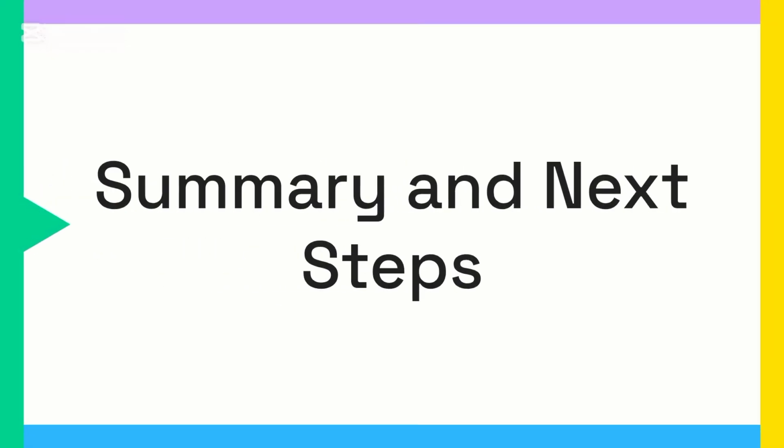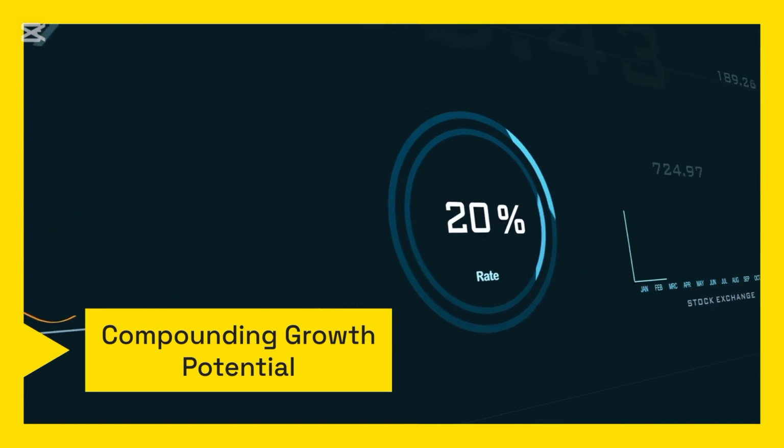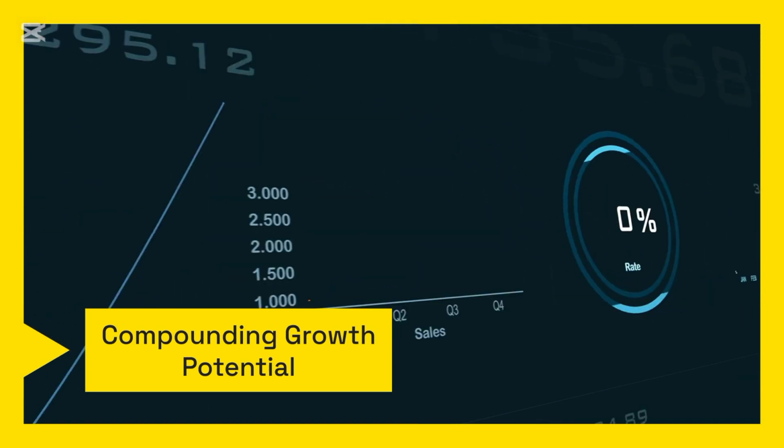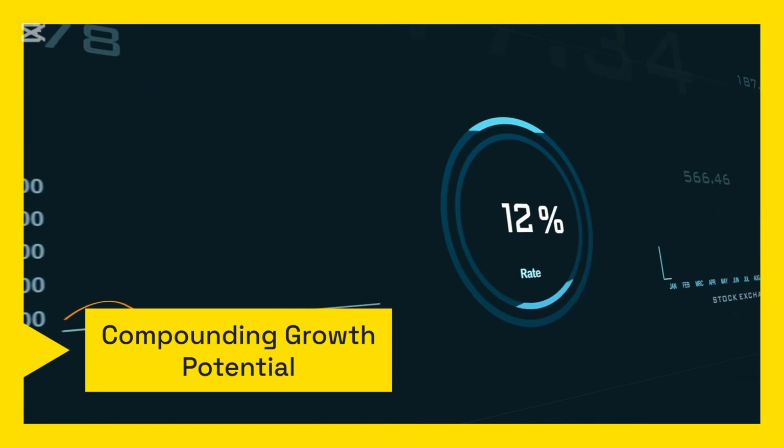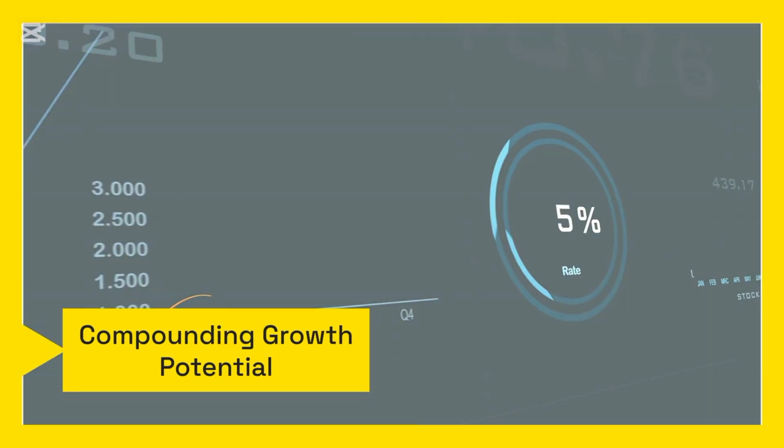To wrap up, let's review the potential of this strategy and outline your next steps toward building your automated income stream. This chart illustrates the tremendous power of compounding dividends over time. By leveraging both consistent income and automation, your portfolio can grow exponentially, surpassing traditional investments.